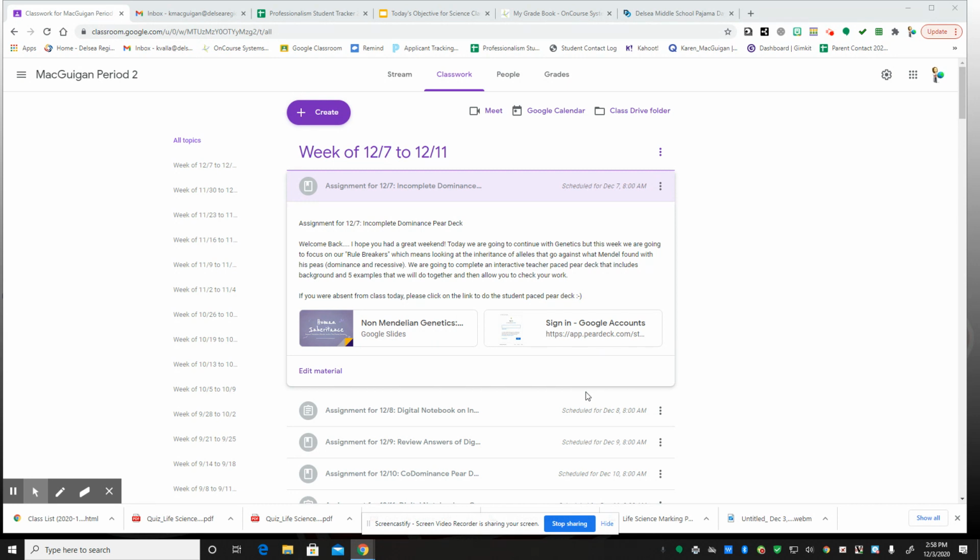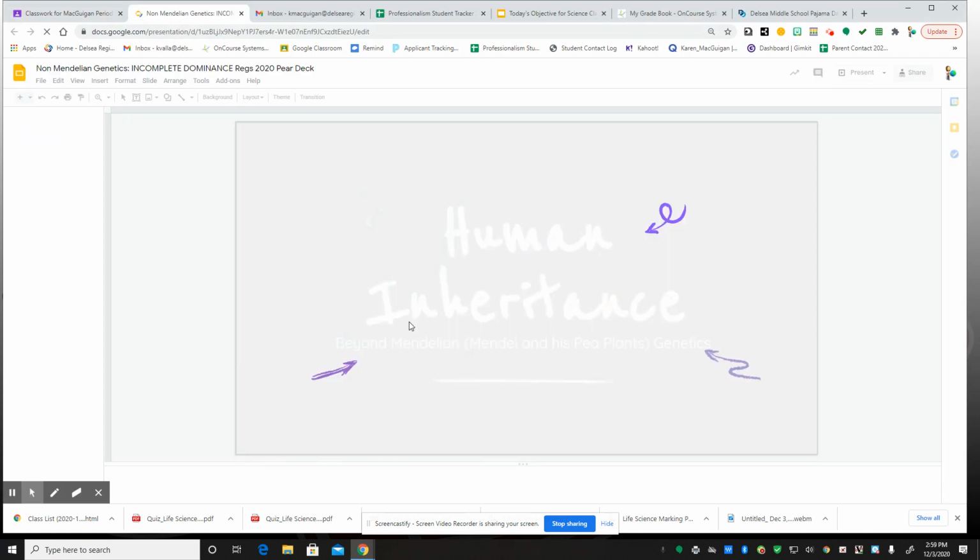Up until this point, we know that the dominant allele overpowered the recessive allele. But with our rule breakers, that's not always the case. They do not follow what Mendel practiced with the dominant and recessive conditions. So the two topics that we'll be centered on will be the concept of incomplete dominance and codominance.